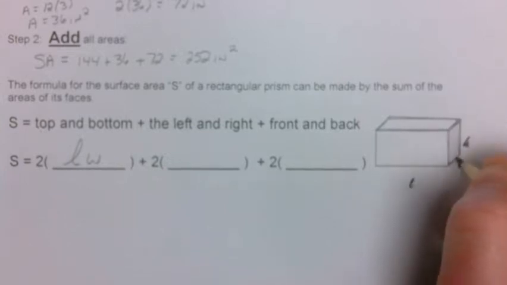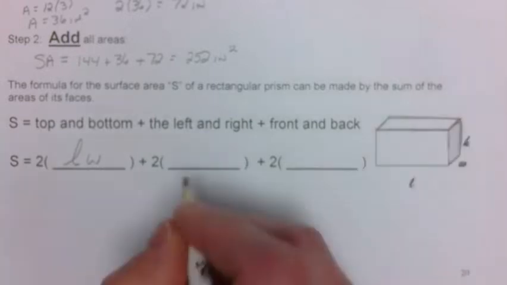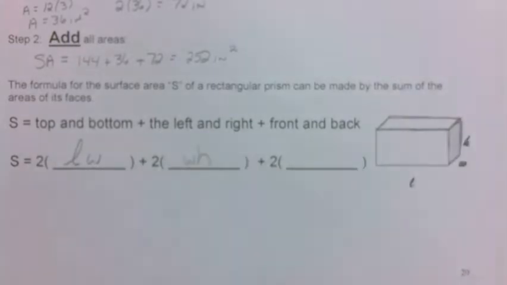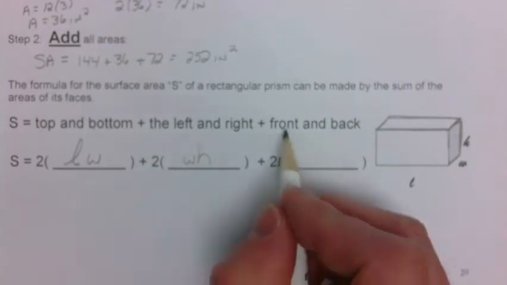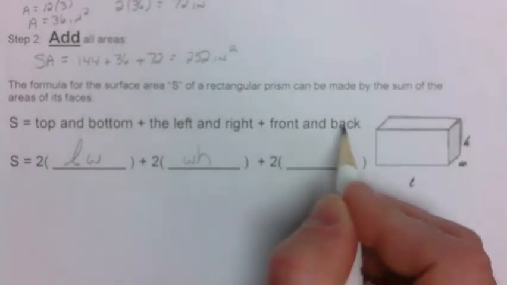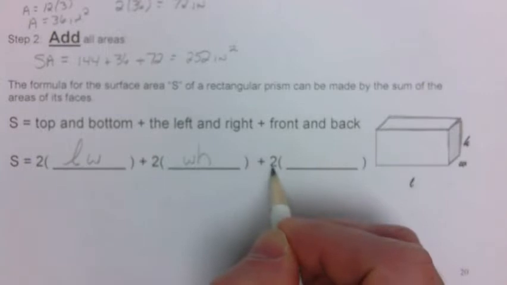Okay, I need the width times the height. So I'm going to do plus 2 times the width times the height. And now I need the front and the back faces. Once again, they're congruent, so I'll double whatever area I get for one of the faces.